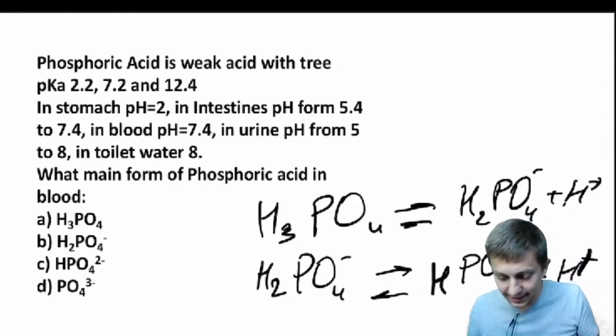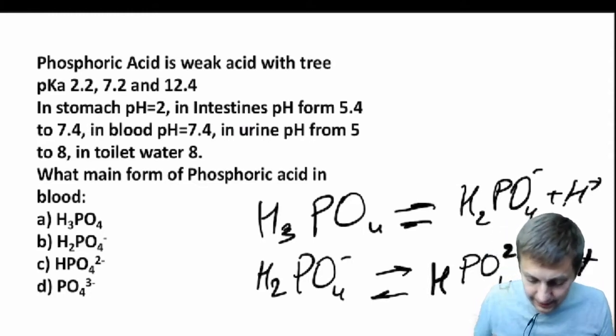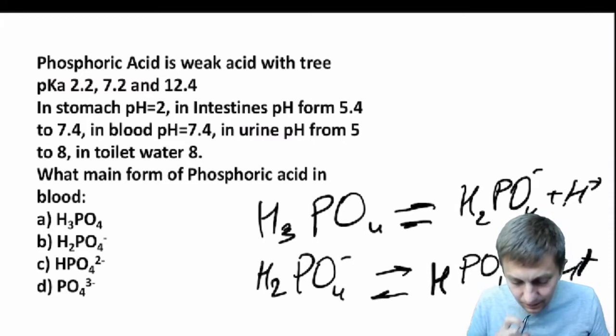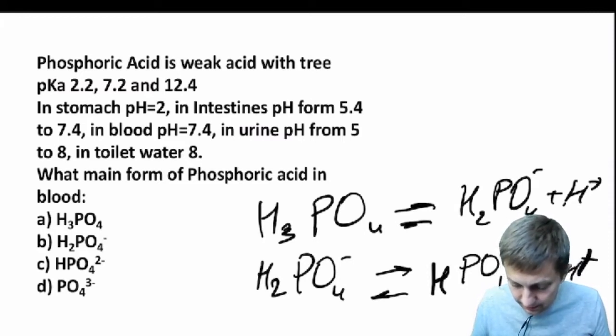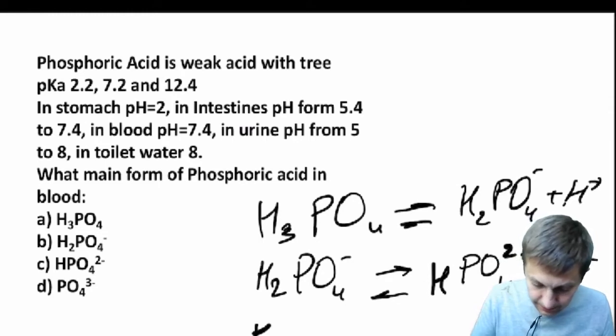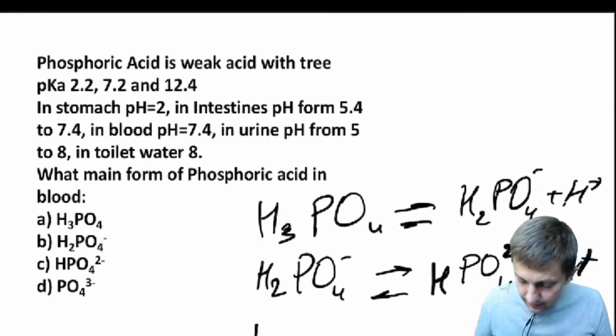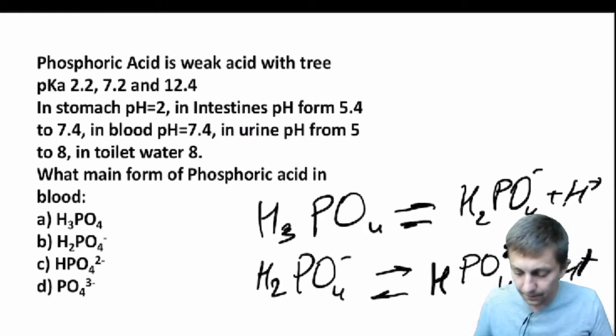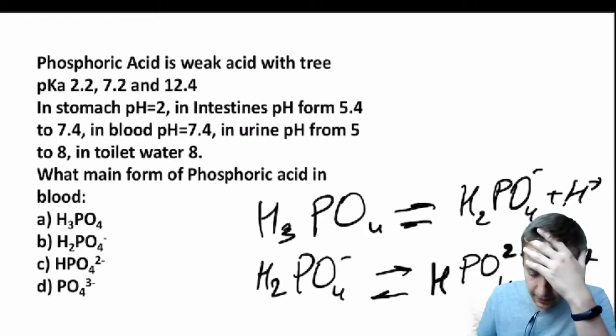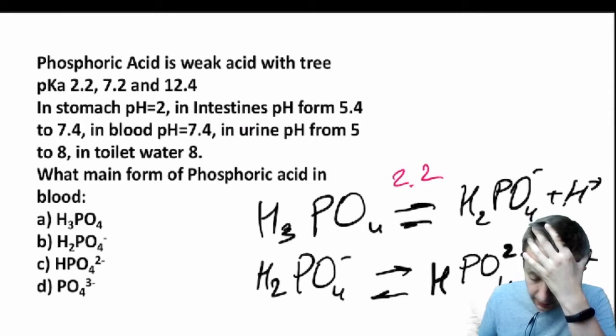And so let's discuss the next step, three steps. And the last step, I think, is enough. Equilibrium pH will be 2.2, and here equilibrium pH equals 7.2.